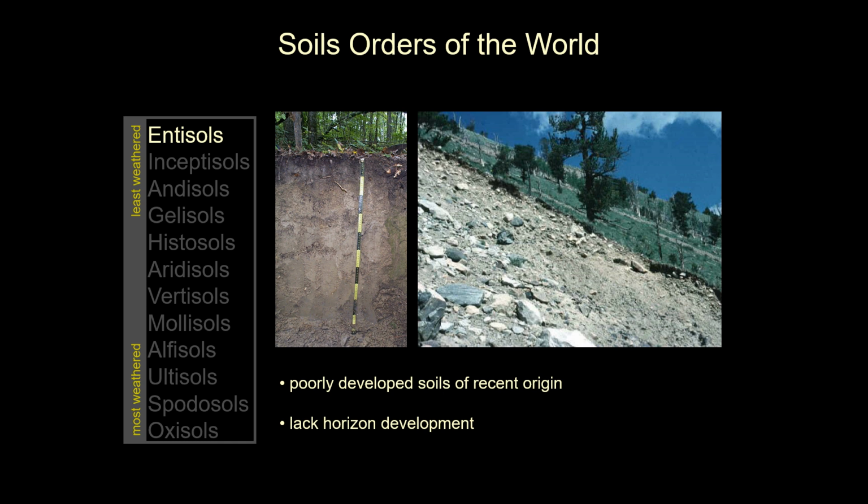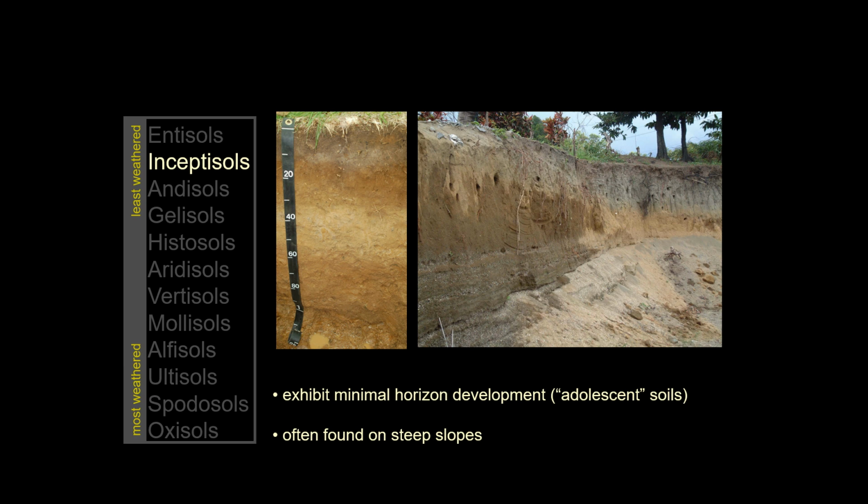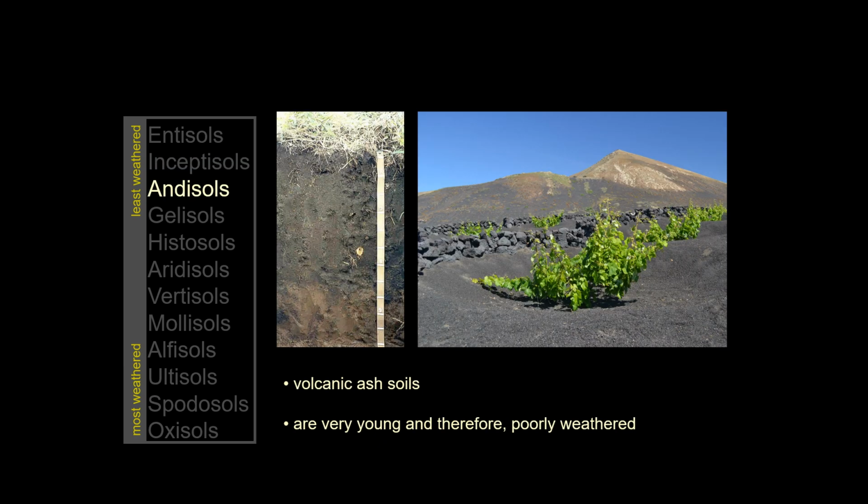So entisols are often poorly developed soils, recent in origin, and lack horizon development. These are immature soils that are found on the sides of mountain slopes. So you see a lot of rock there. Entisols, inceptisols are similar. They're often also found on steeper slopes. They have minimal horizon development, so we call them adolescent soils. So again, not very well developed.